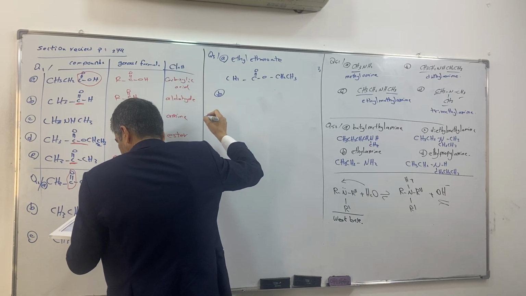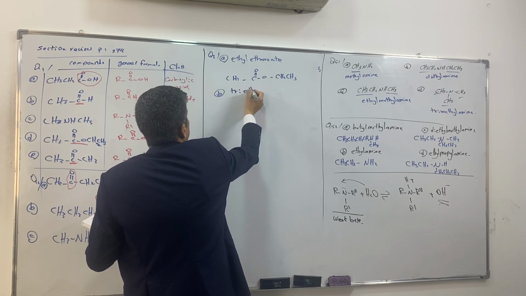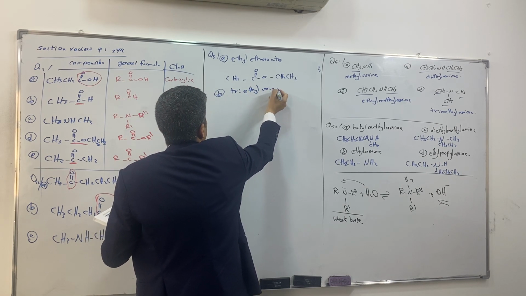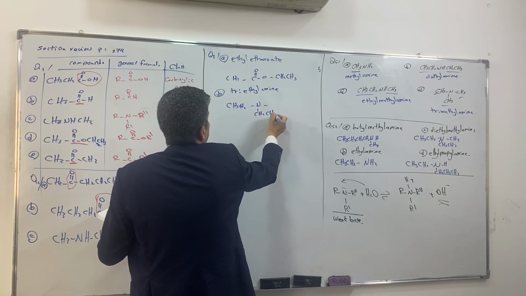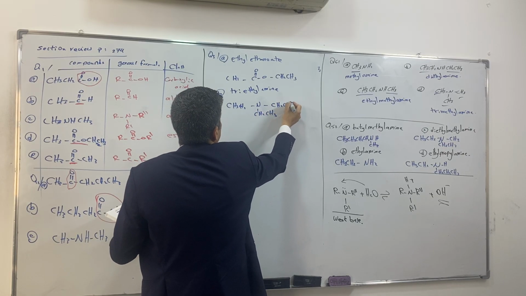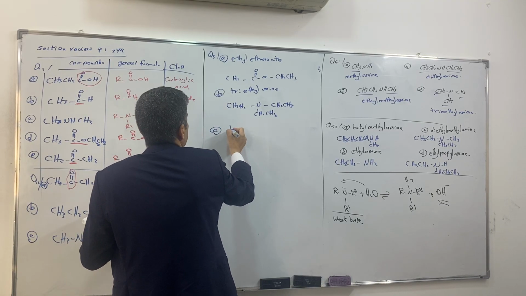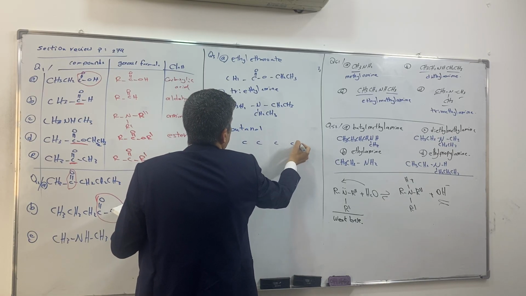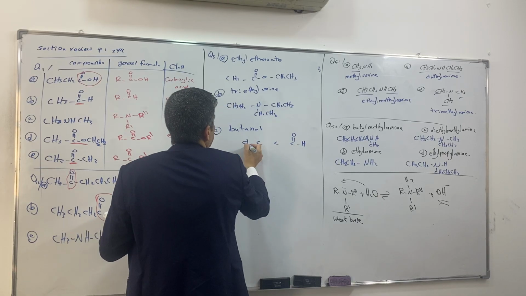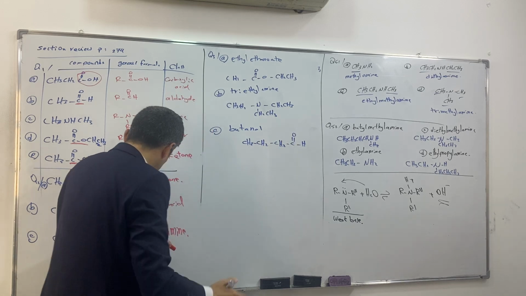B, we have another compound, triethylamine. That means we have 3 ethyl groups connected with the nitrogen atom in the amine. C, we have another compound, butanal, an aldehyde. Butanal contains 4 carbon atoms, and the carbonyl group is at the end of the chain, or at the beginning of the chain from the right hand.